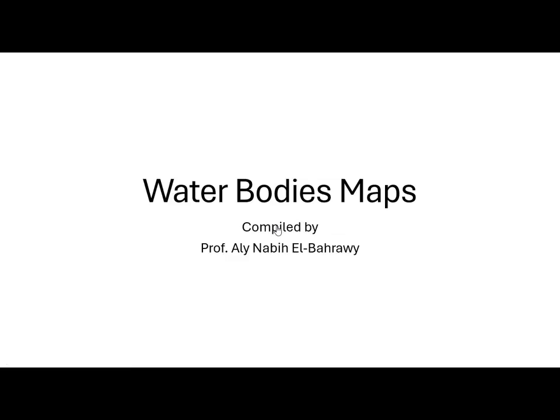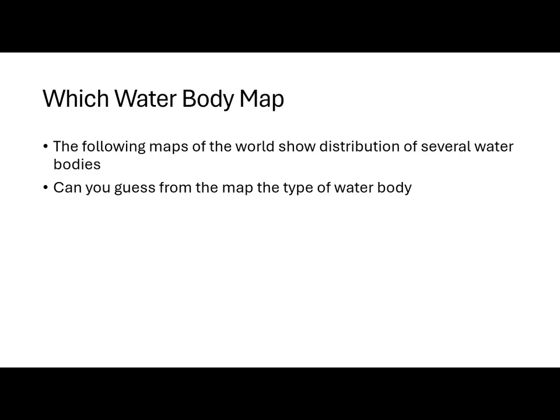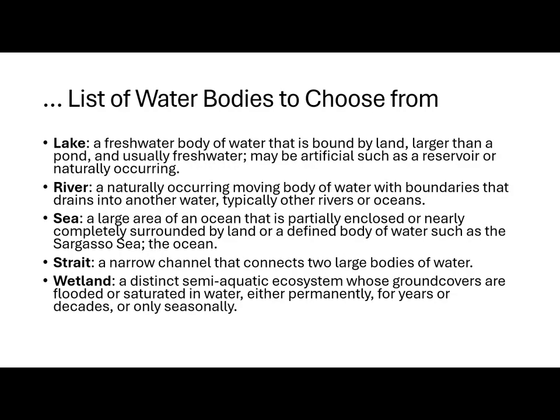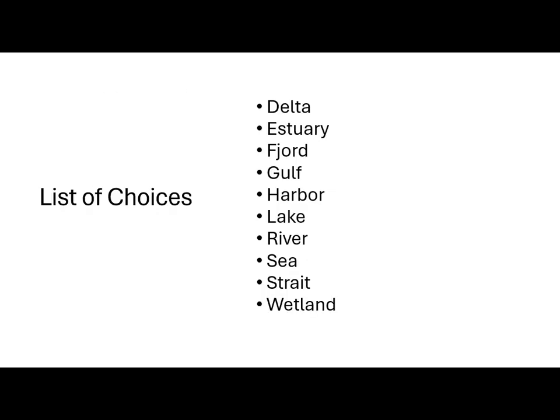This is a bit easier, and let us see water bodies. Here, the following maps of the world show distribution of several water bodies that we have seen in the previous quiz. And this is why we put it after the first one. And what we want to do is guess from the map the type of water body. To make things easier, I repeated the definitions of delta, estuary, fjord, gulf, harbor, lake, river, sea, strait, and wetland.